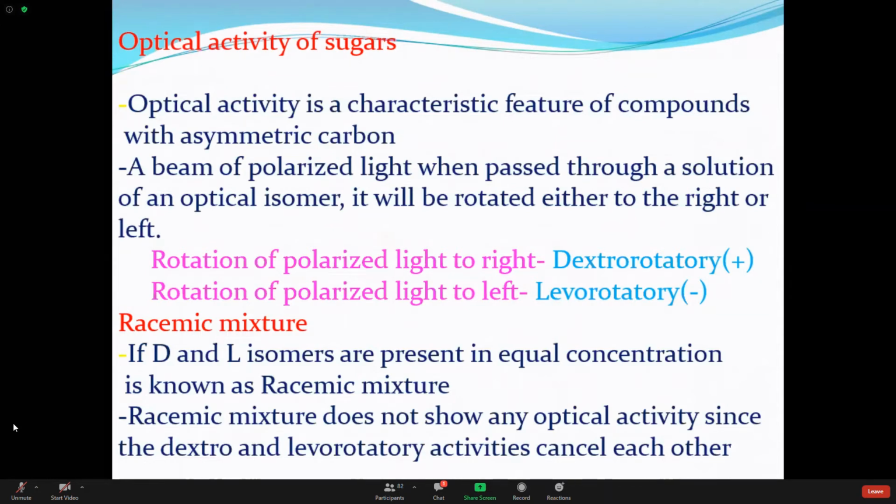Suppose you take a solution of a sugar. Now you put a polarized beam of light from the top into your solution. Understand? After entering the solution, that light will be rotated. It will be deviated either to the right hand side or to the left.